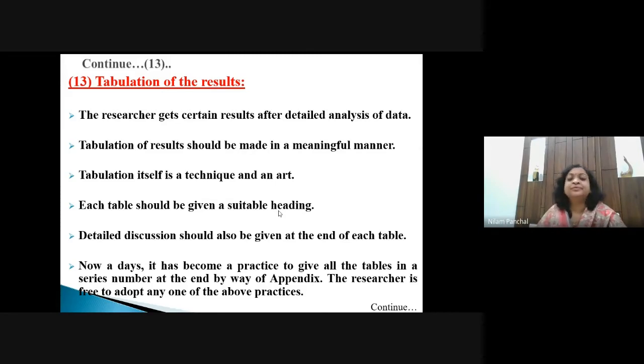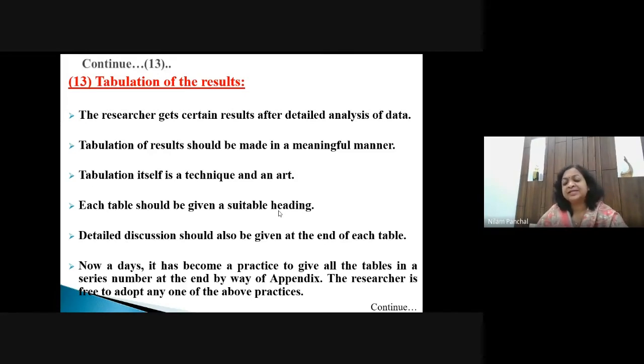So tabulation of the results should be made in a meaningful manner. Tabulation itself is a technique and an art. So each table should be given a suitable heading, right? You have to remember many times you're submitting your thesis, submitting your paper, or submitting your project. You should keep in mind that you have a specific heading on that.